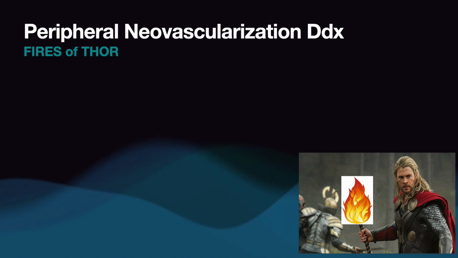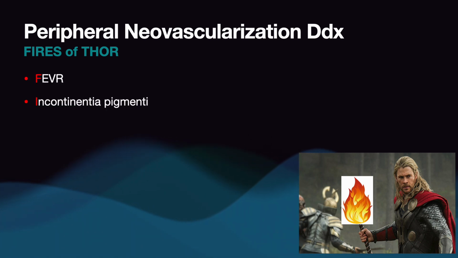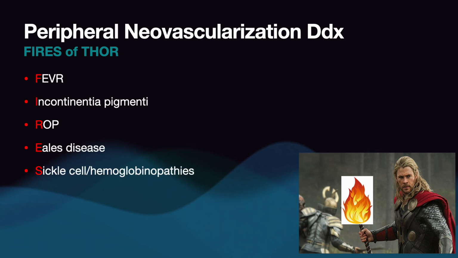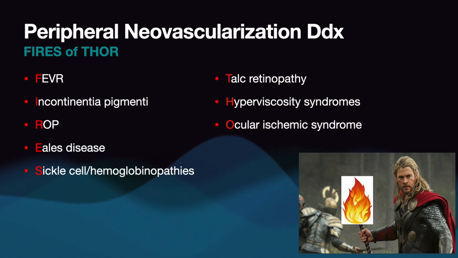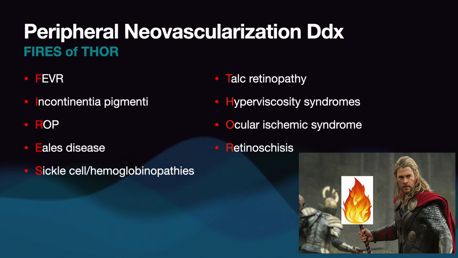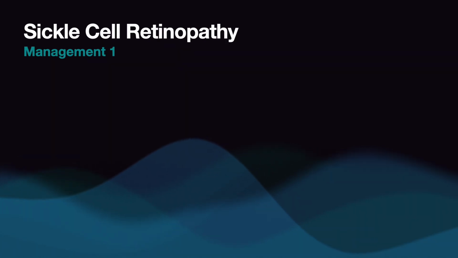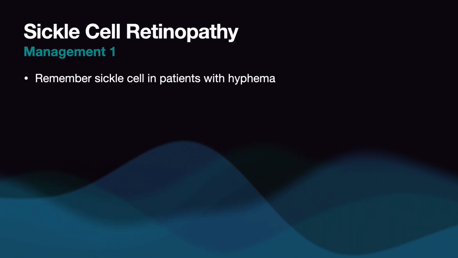You know the typical ones, sickle cell and diabetes. But fever, I showed a picture of that earlier, incontinentia pigmenti, ROP, Eales disease, sickle cell, which we're just going over, talc retinopathy in IV drug abusers, hyperviscosity syndrome, ocular ischemic syndrome, and then retinoschisis. I had a patient with retinoschisis related neovascularization when I was a fellow. Only one so far.